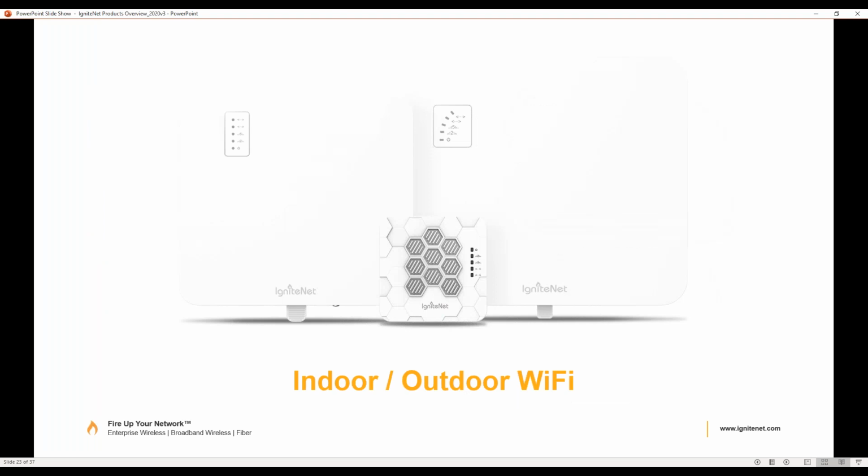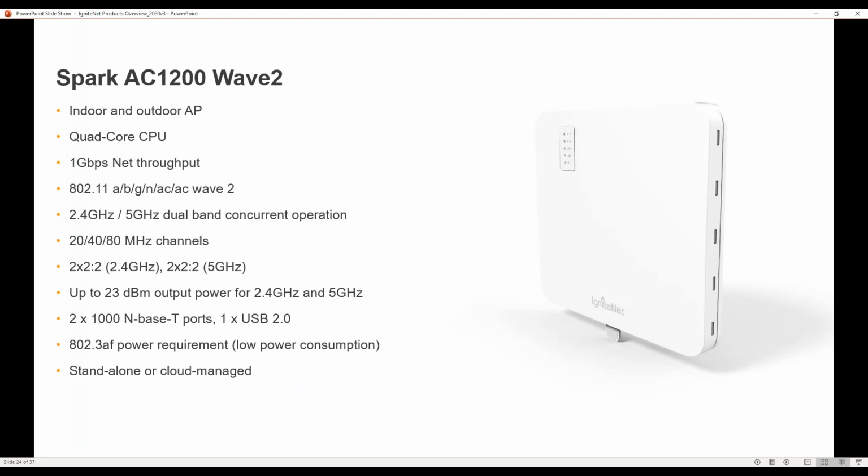Okay, so I'm going to cover now the indoor and outdoor Wi-Fi products. We have a Spark AC 1200. It is an AC Wave 2 radio. It's indoor and outdoor. And you'll see it is an extremely aggressive price point for an indoor and outdoor standalone or cloud managed AP.